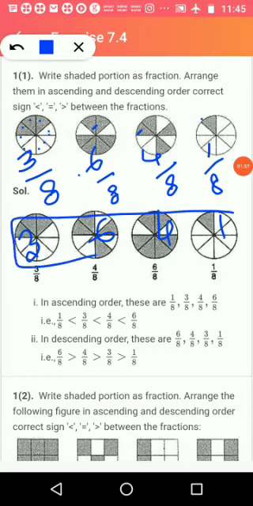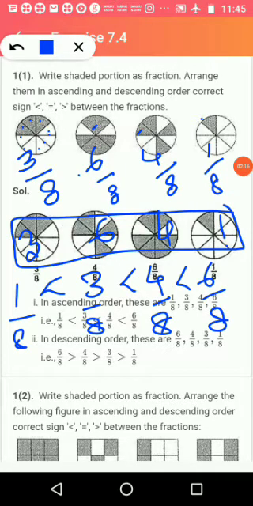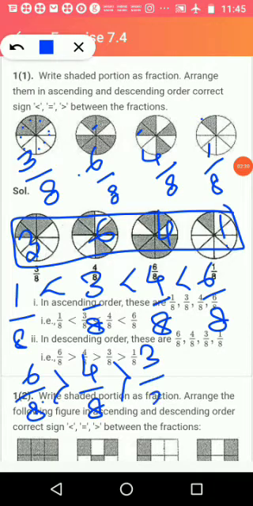So we will compare this. Whenever we write, 1 is smaller, so 1 is less than 3, less than 4, less than 6. So 1 by 8 is less than 3 by 8, less than 4 by 8, less than 6 by 8. This is ascending order. If we have to put it in descending order, it is 6 by 8 greater than 4 by 8, greater than 3 by 8, greater than 1 by 8. Okay, so this is the first question.